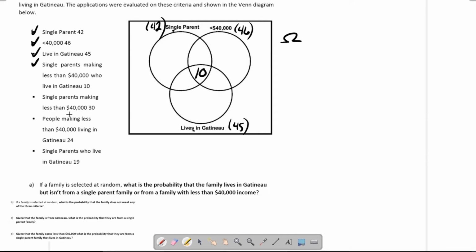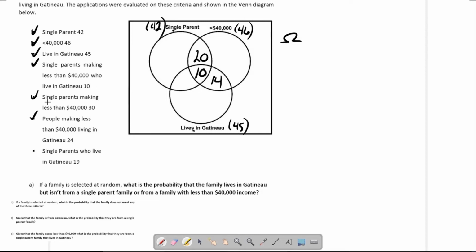Single parents making less than 40,000, there are 30 of those. So single parents, less than 40,000, I've already got 10 of them, and I'm supposed to have 30 in total. So that tells me I need to fill in 20. Next one says people making less than 40,000 living in Gatineau. So that has to be 24. I've already got 10 in the center, so it's 14 left.